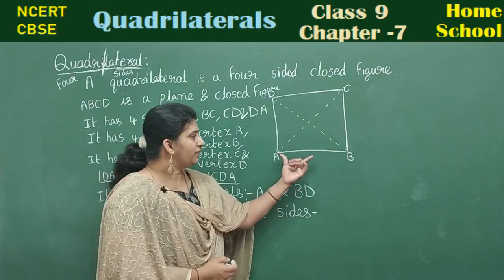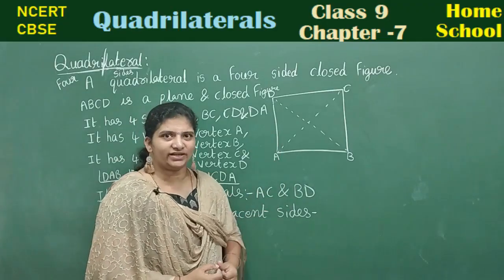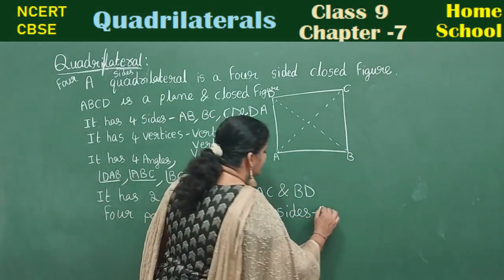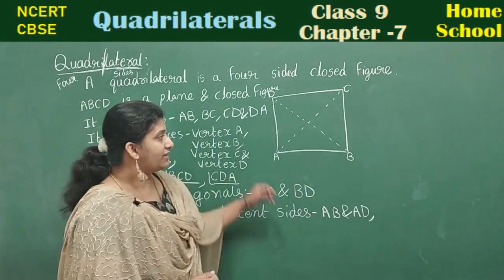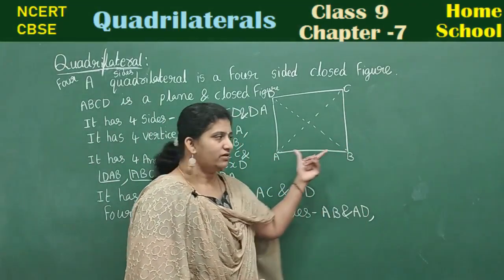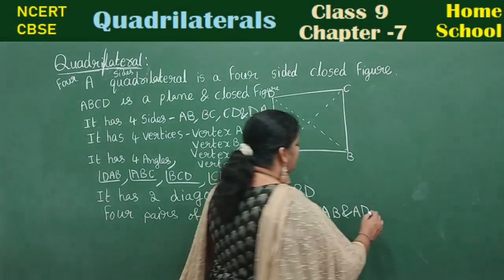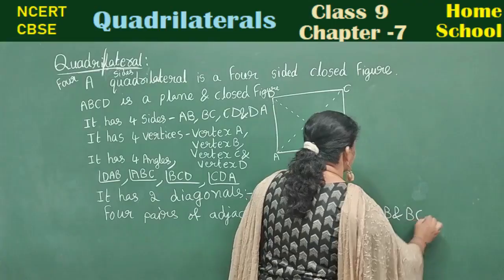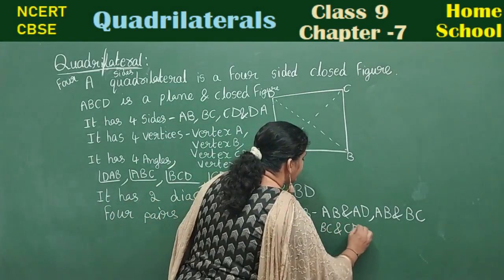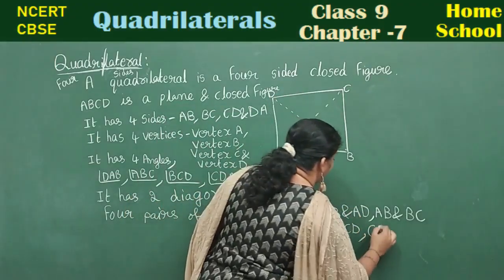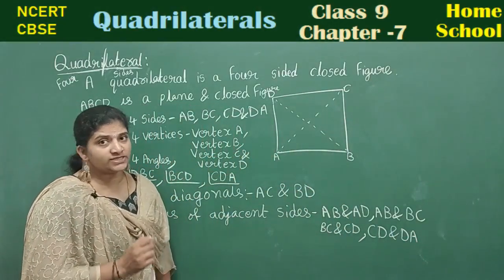What are adjacent sides here? AB is adjacent to AD. Is AB adjacent to DC? No. AB and AD have a common vertex. So, first pair, let me write it as AB and AD. And the next pair, AB, BC. AB is adjacent to BC. And the third pair, BC, CD. And the fourth pair, CD and DA. Right?